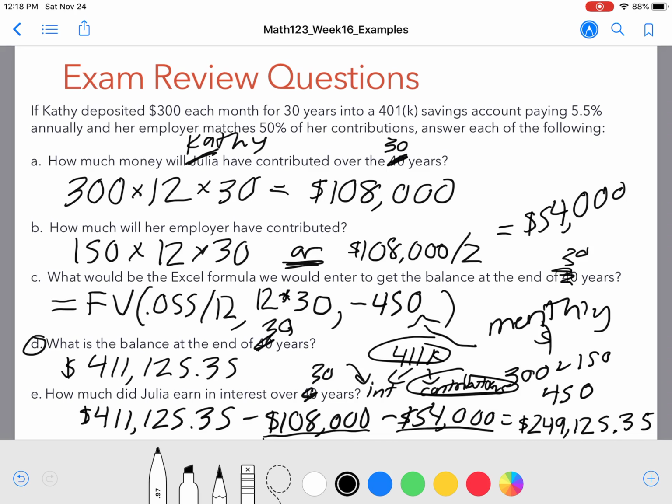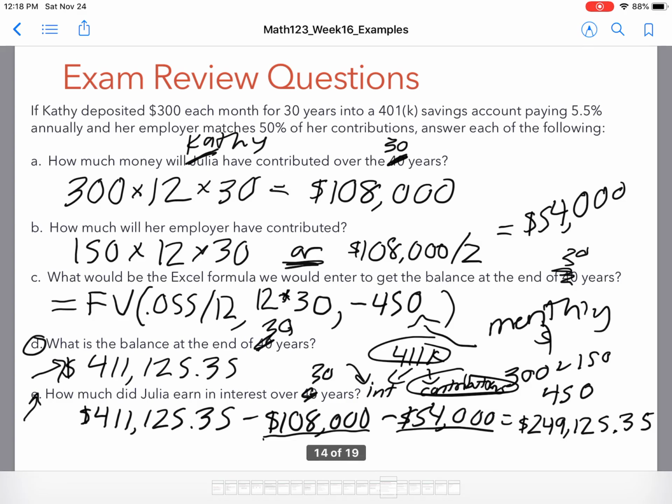So one thing I will point out here is you could be asked part E, if you were given the answer to part D. So on the exam, if you have something like this, they might give you the answer to part D and then ask you question E. All right.